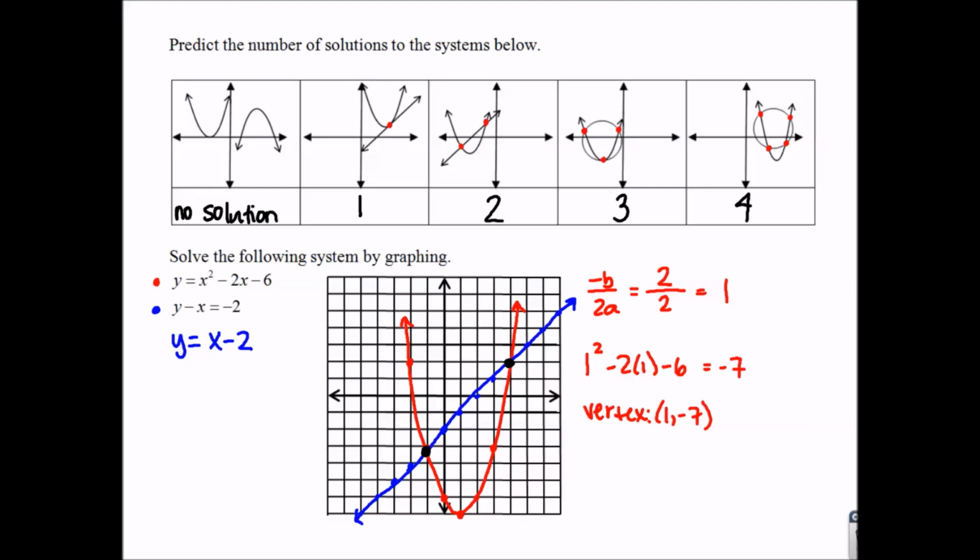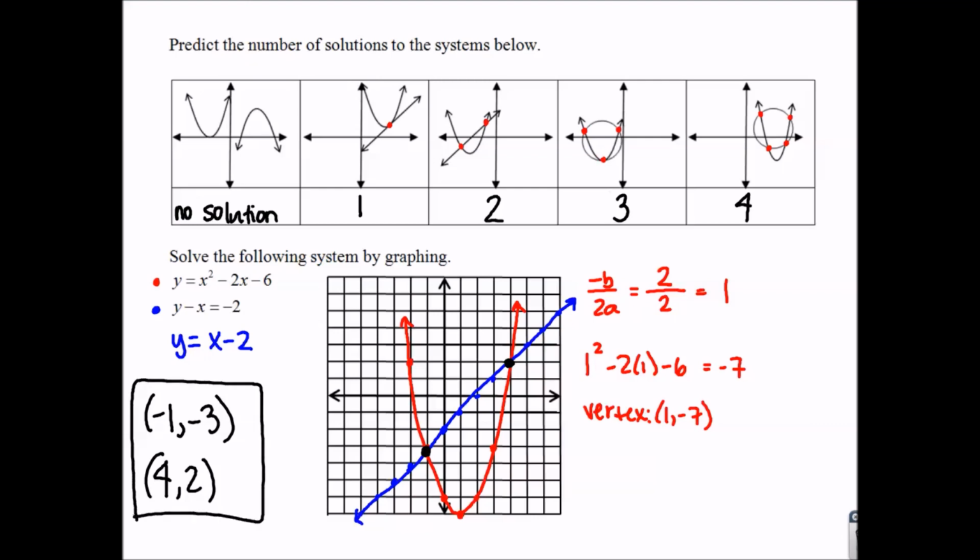So our solutions are the point negative 1, negative 3. And then if we look at our second intersection point, that's the point 4, 2. So those are our solutions. And we can check our answers on the calculator.